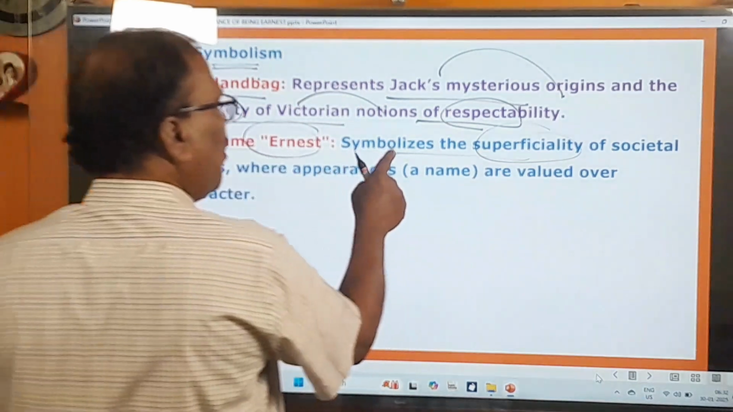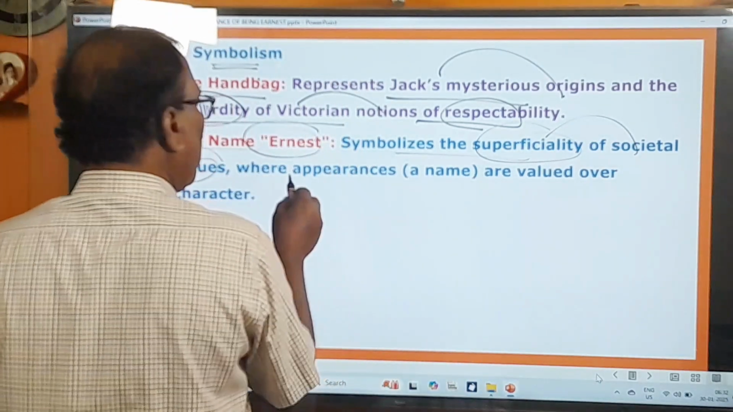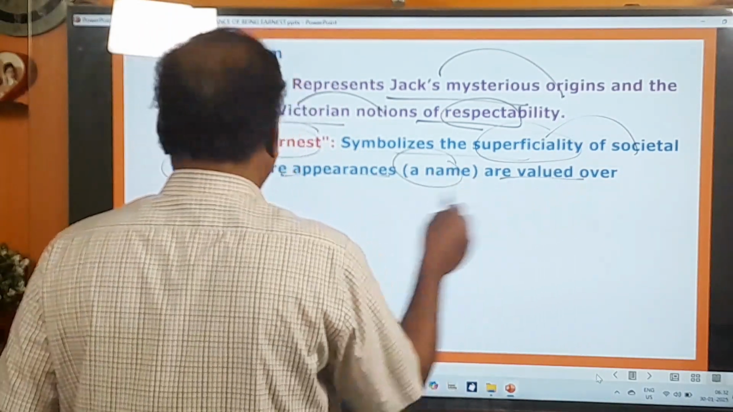And the name Ernest symbolizes the superficiality of societal values, where appearance and a name are valued over character.